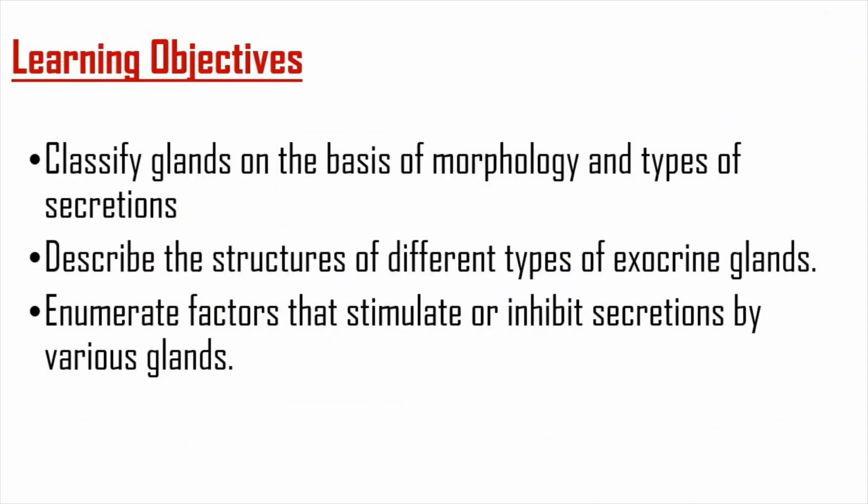Now, in this session today, what are our objectives? So number one, to classify glands on the basis of their morphology and types of secretion. Secondly, to describe the structures of different types of exocrine glands. Thirdly, to enumerate factors that stimulate or inhibit secretions by various glands. So what I'm going to tell you in this video is exactly what you're going to draw in your reports.